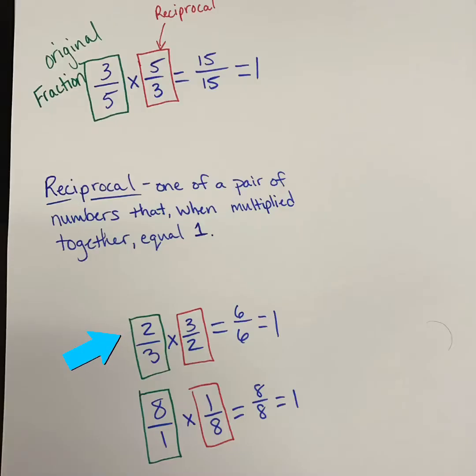Same thing goes for the bottom two that we worked on. 2/3 was our original fraction, and 3/2 would have been the reciprocal. And our last example, 8 over 1 would have been the original fraction, or just 8, and our reciprocal, outlined in red, would have been 1/8. This is what they mean by one of a pair. We have a pair of fractions. One is the original fraction, and one is the reciprocal.